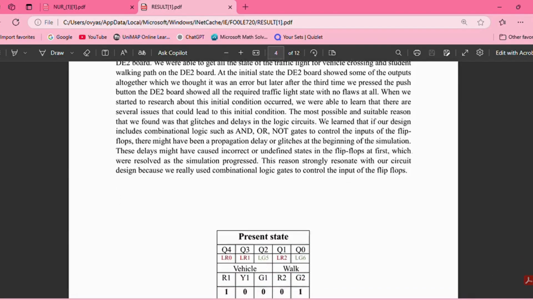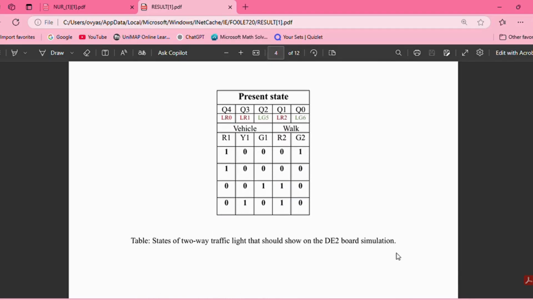Okay, this table shows the states of the two-way traffic light that mainly focus on the student walk path. The states that should show on the DE2 board simulation are 10001, 10000, 00110, 01010.